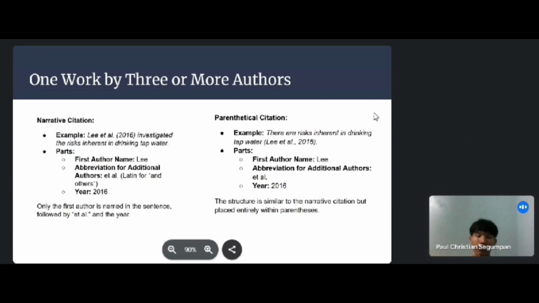We have one work by three or more authors. Under the narrative citation, only the first author is named in the sentence, followed by et al. and the year. This typically happens in our research papers. And the parenthetical citation structure is similar to the narrative citation, but placed entirely within parentheses.